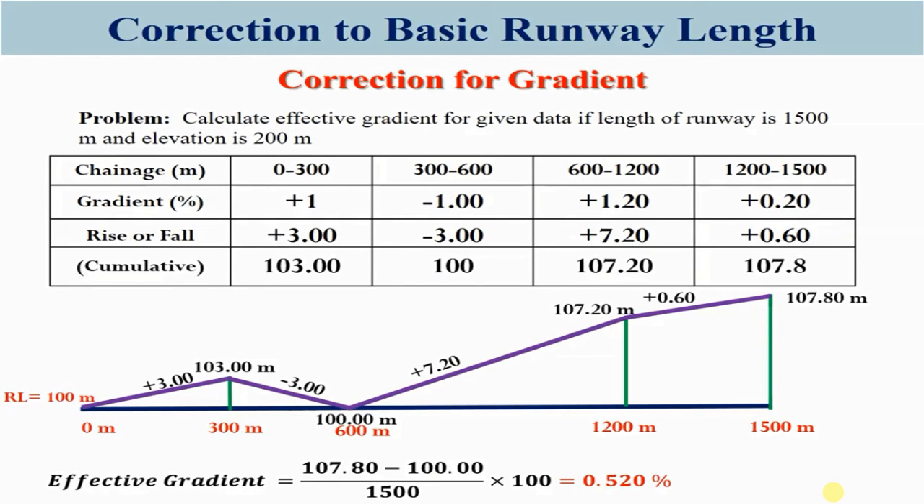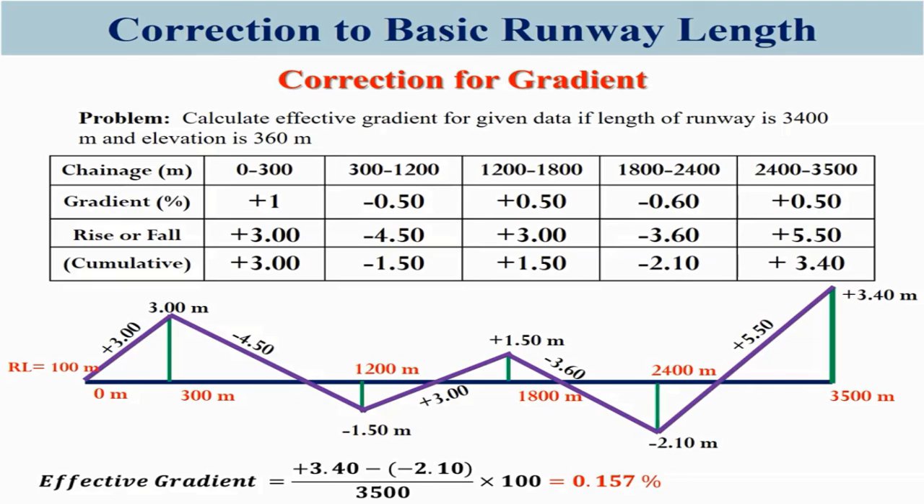Remember, in this case, we didn't use a minus with 100. Why? Because 100 is the minimum value. In the previous case, my 2.10 with negative sign was my minimum value. So there is a difference. Look at this problem. It is minus 2.10. Our maximum is 3.40 and minus minimum.